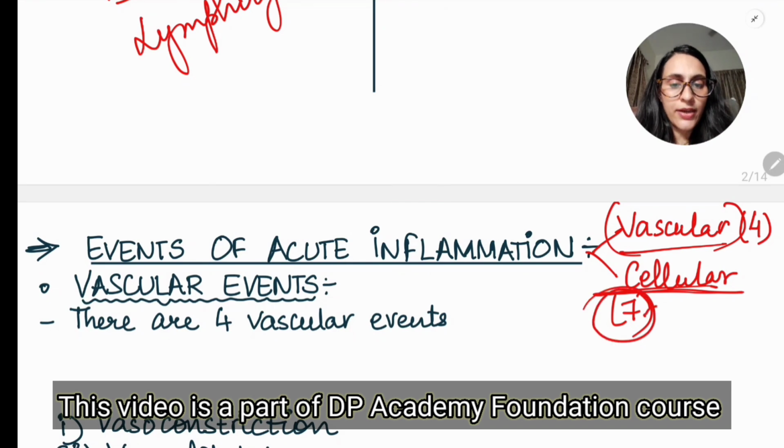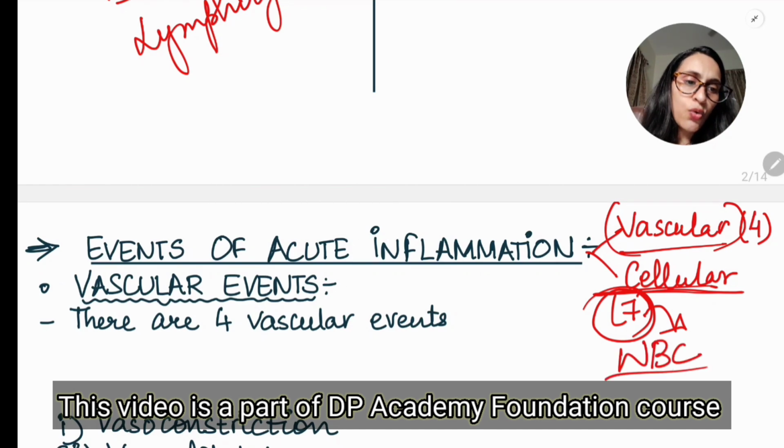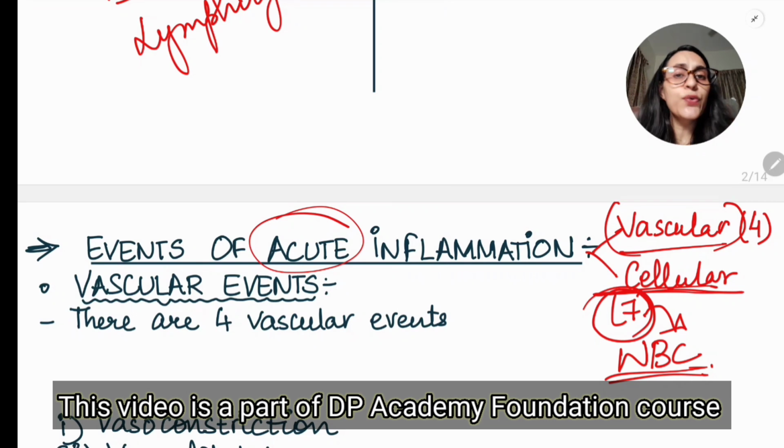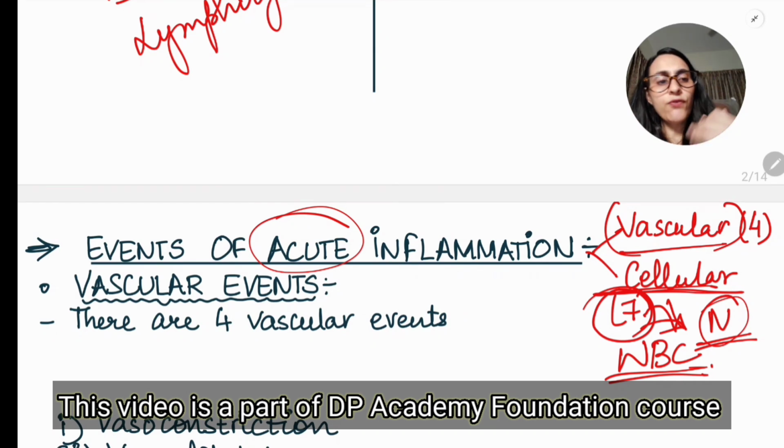The 7 cellular events, as 7 and cellular sound very similar. So the 7 cellular events are seen by only and only WBC. Since we are talking about the acute inflammation, what are the cells of acute inflammation? These are the neutrophils or polymorphonuclear cells. So basically this cellular event is shown by which WBC? It is the neutrophil that shows the cellular events. Now let's talk about the 4 vascular events. Then we will talk about the 7 cellular events.